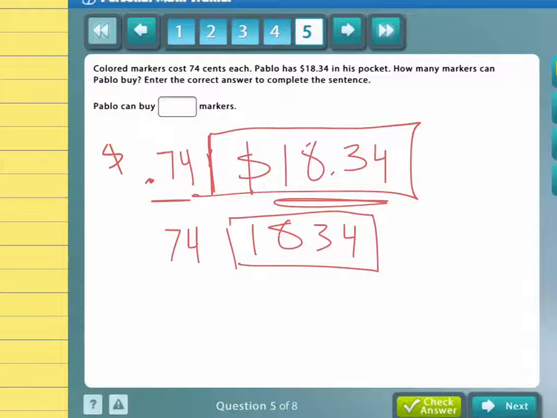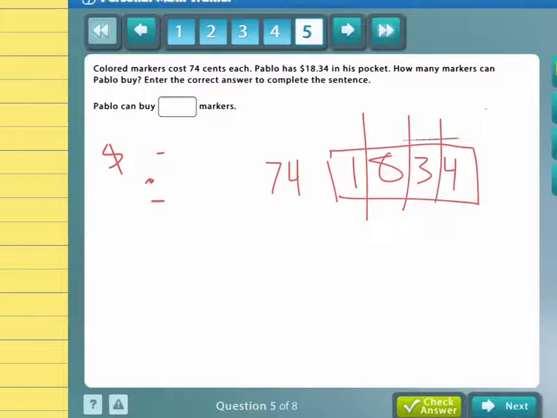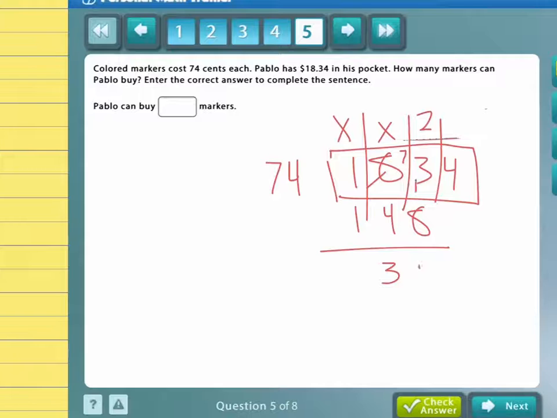So how many times will 74 go into 1,834? Well, I know that 74 will not go. I can't make a group of 74 out of 1, and I can't make it out of 18. So how many groups of 74 can I make out of 183 tens? And that would be 2. 2 times 74 would be 148, and I'd end up with a difference of 35, and I bring down that 4, so I have 354.